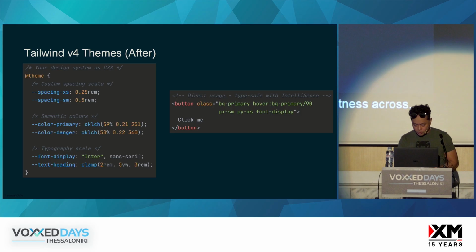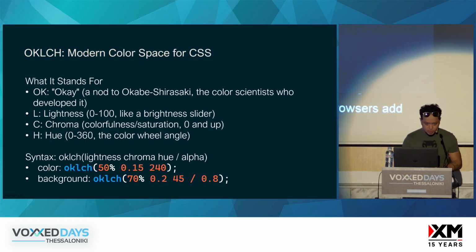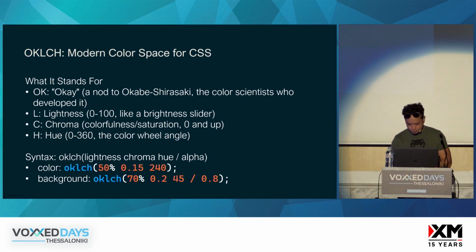If you don't know OKLCH, here it is. It is a perceptually uniform color space designed for modern web design. It's becoming increasingly relevant as browsers add support for it in CSS. Where's my laser, my fake laser? Actually, it's my mouse. Yeah, here's the syntax, and this is what it stands for. So this is a modern web, by the way.